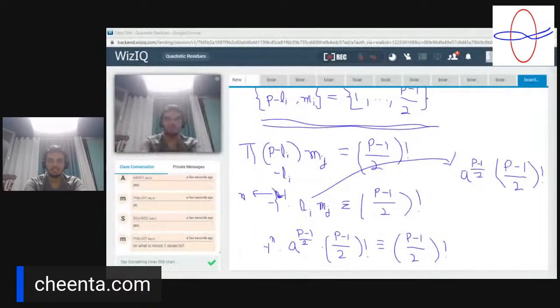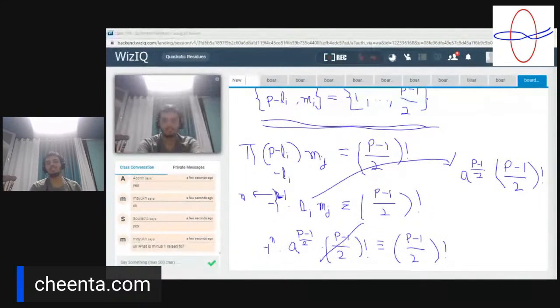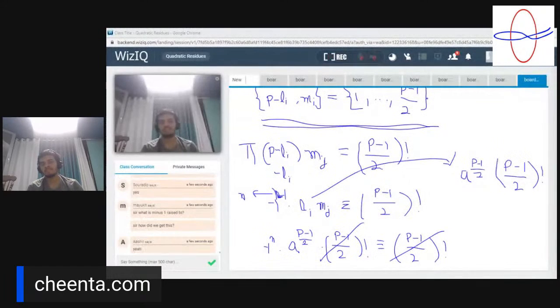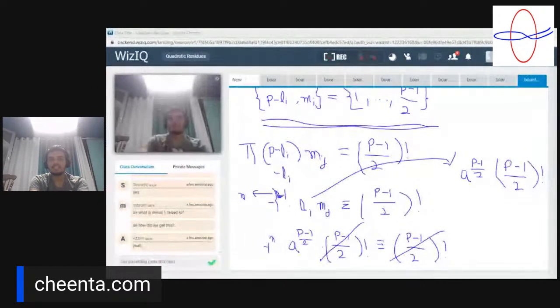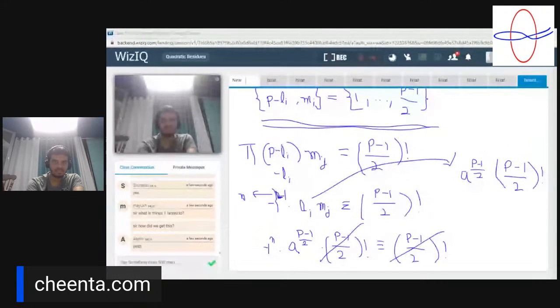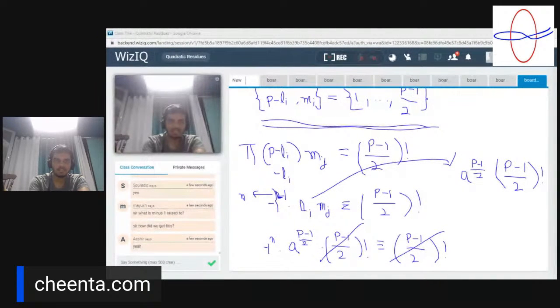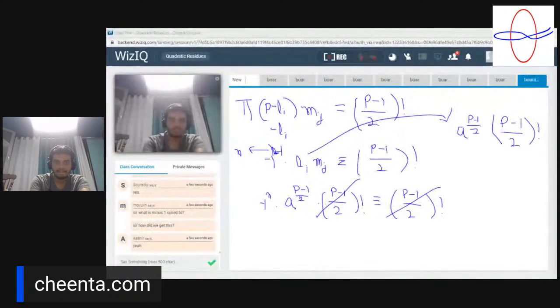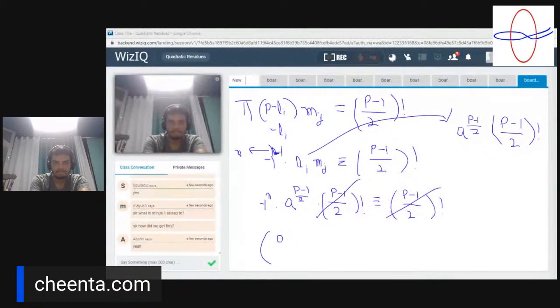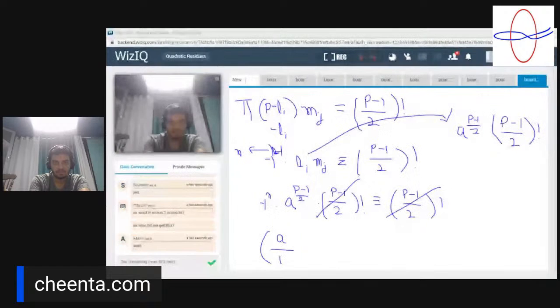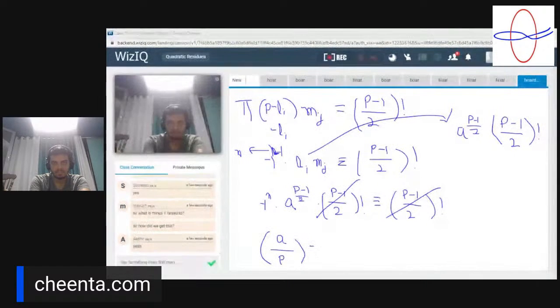Now we can just cancel these out because these are both relatively prime to P. And we basically get that if A raised to P minus 1 by 2 is congruent to 1, then so is minus 1 raised to n. And if A raised to P minus 1 by 2 is congruent to minus 1, then so is minus 1 raised to n. So basically, from here using Euler's criterion, we can write that A by P is equal to minus 1 raised to n.